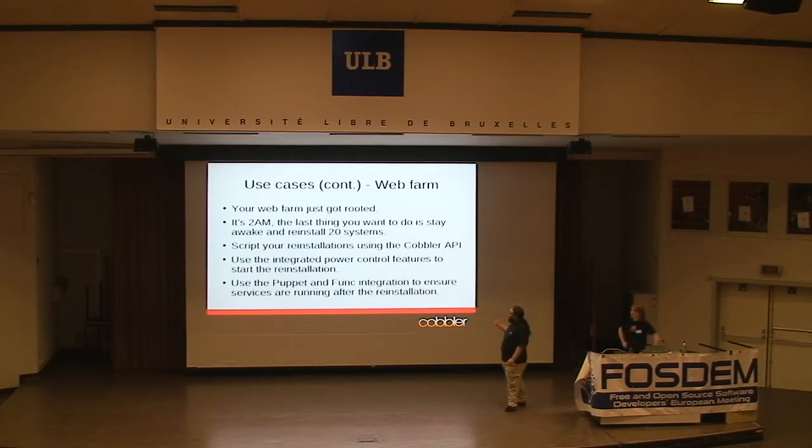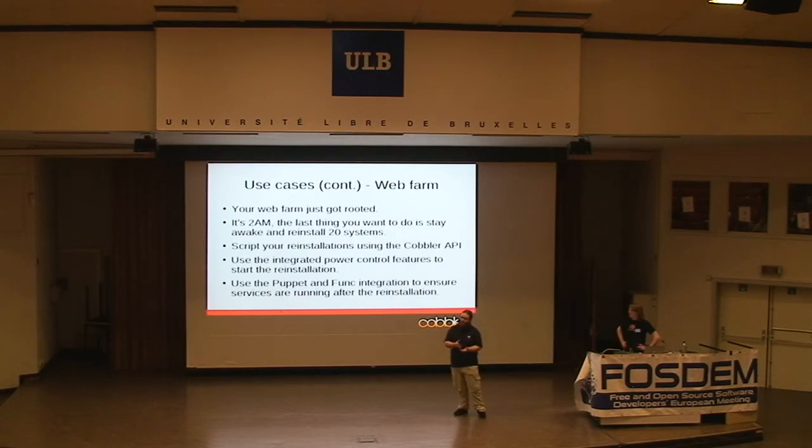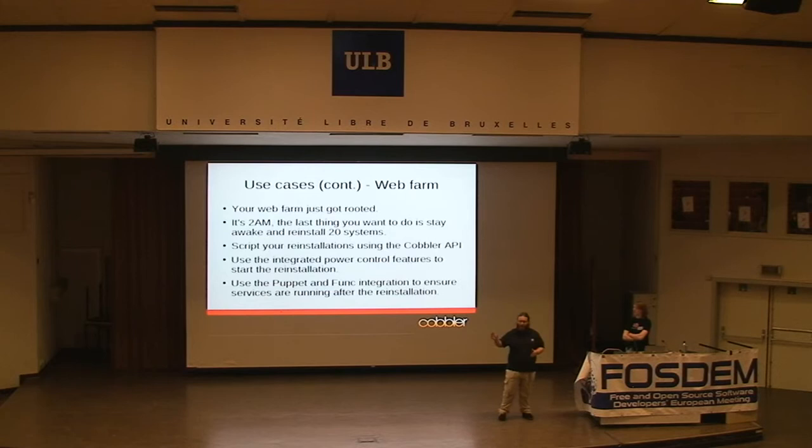So with Cobbler now, what I can do is write a script with the API. It shuts down the systems. Now, if the systems weren't rooted, we could be using Koan to do a reinstall-self or replace-self. What Koan does with that is it puts an entry in the grub menu, reboots the system, and then on that grub menu entry, it has a small bootloader environment which then reinstalls the system. But in this use case, if our systems are rooted, we can't trust them. So Cobbler gives us the power management through the API to shut down the system.